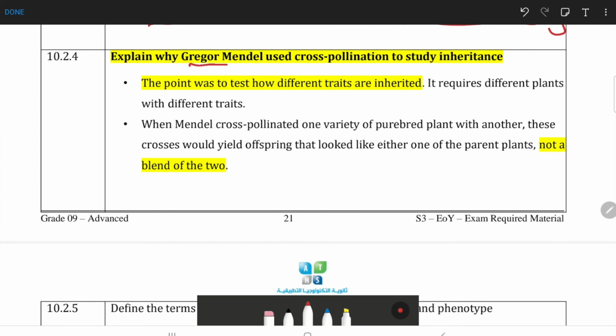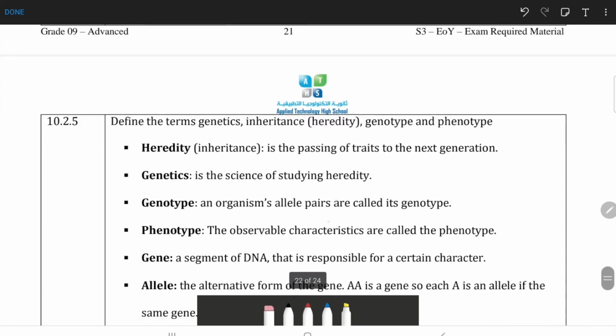Explain why Gregor Mendel used cross pollination to study. Yes, this is the reason. The point was to test how different traits are inherited. When Mendel cross pollinated one variety of the pure breed plant with another, these crosses would yield offspring that looked like either one of the parents, not a blend of the two.